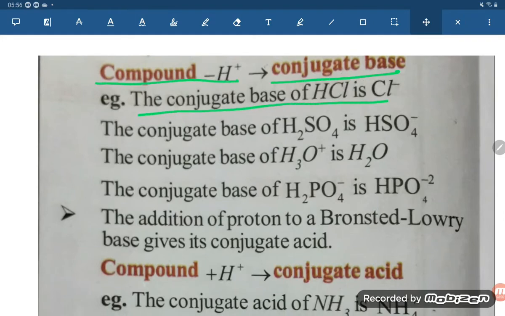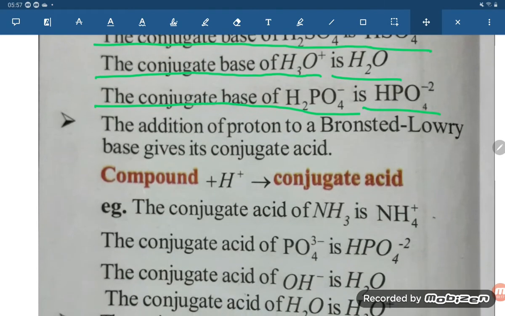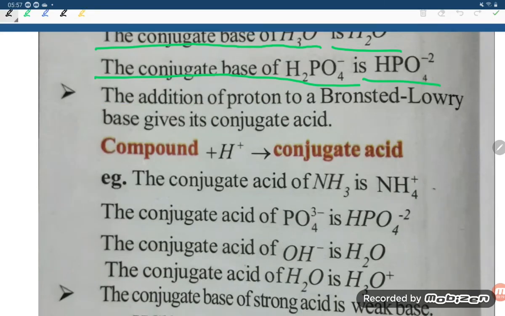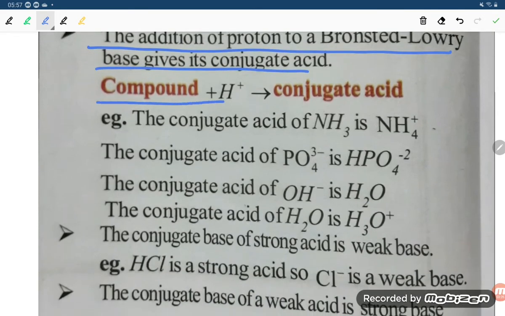The conjugate base of HCl is Cl- ion. The conjugate base of H2SO4 is HSO4-. The conjugate base of H3O+ is H2O. The conjugate base of H2PO4- is HPO4 2-. The next point is the addition of a proton to a Bronsted-Lowry base gives the conjugate acid. So compound plus H+ ion gives the conjugate acid.